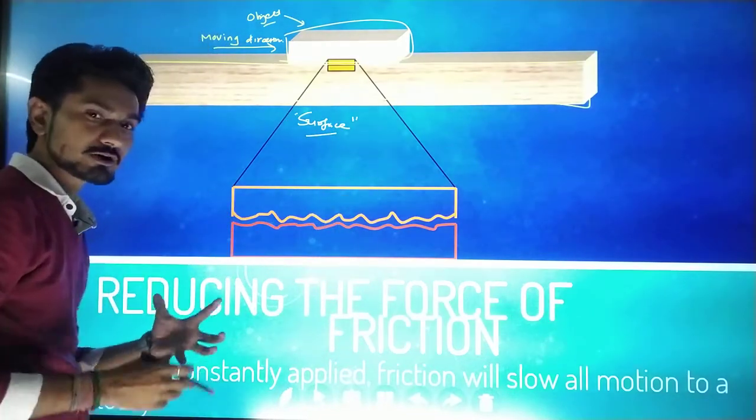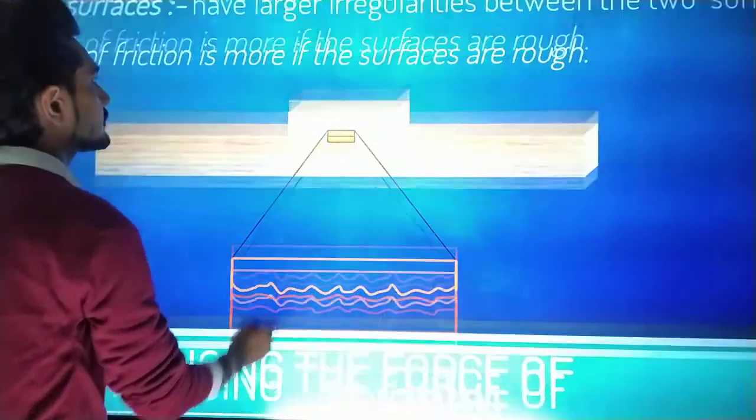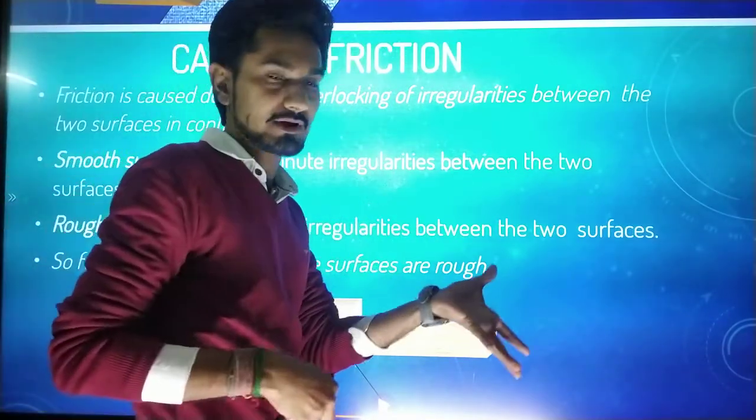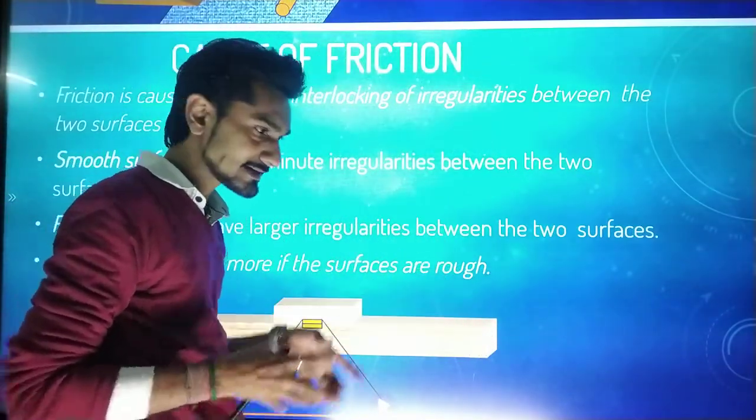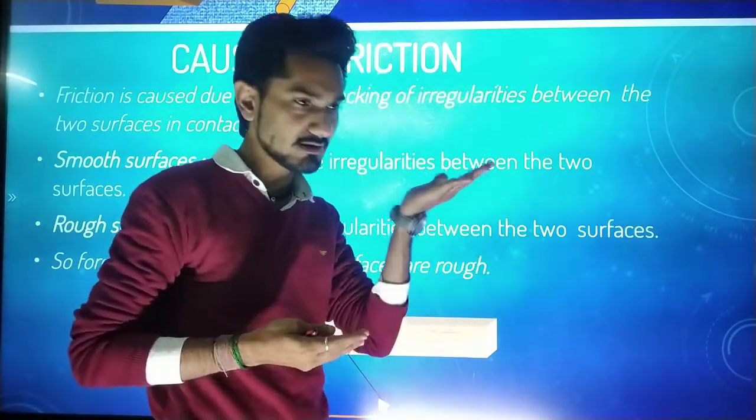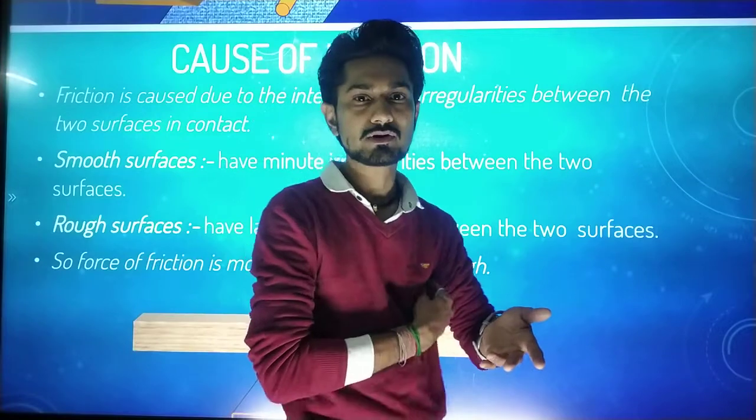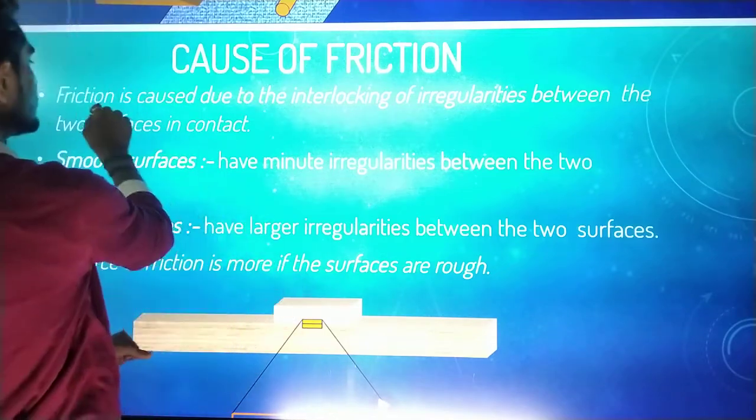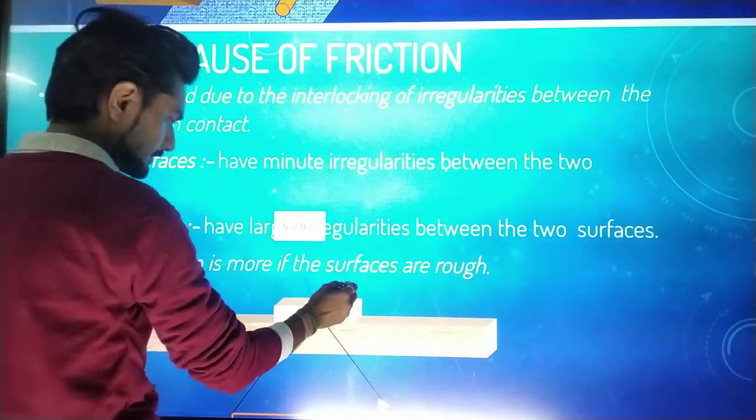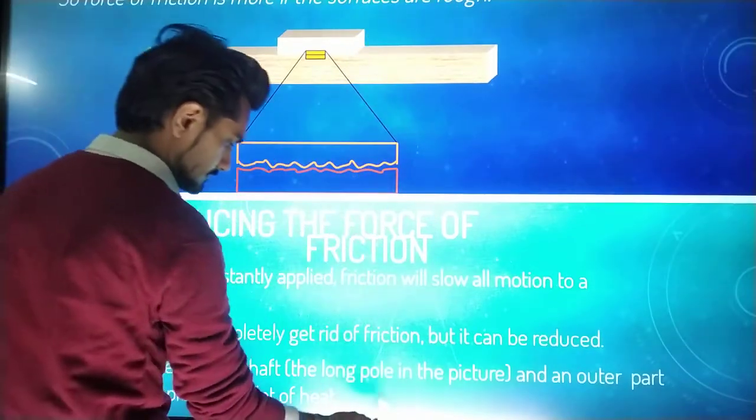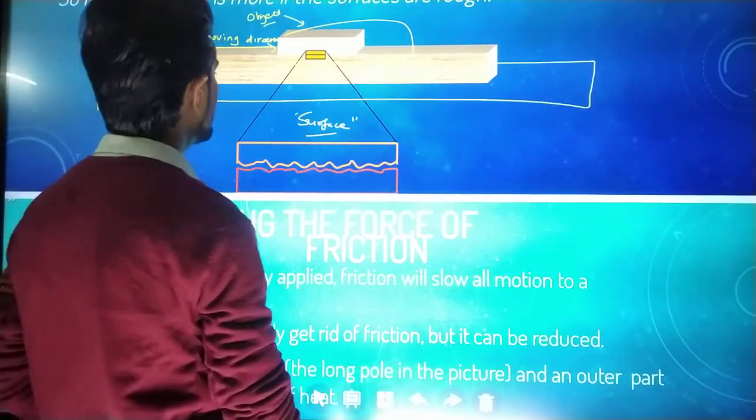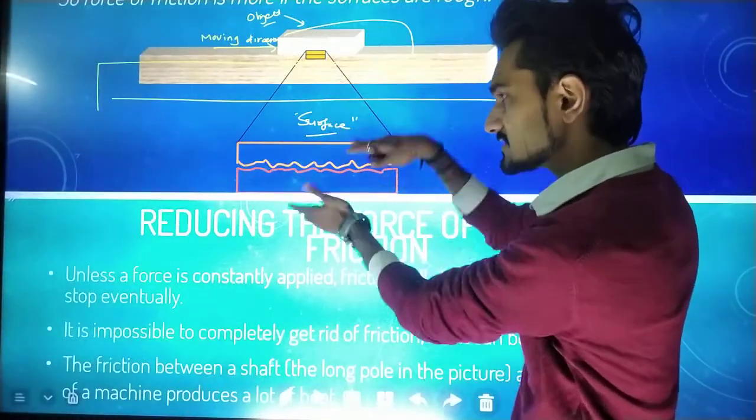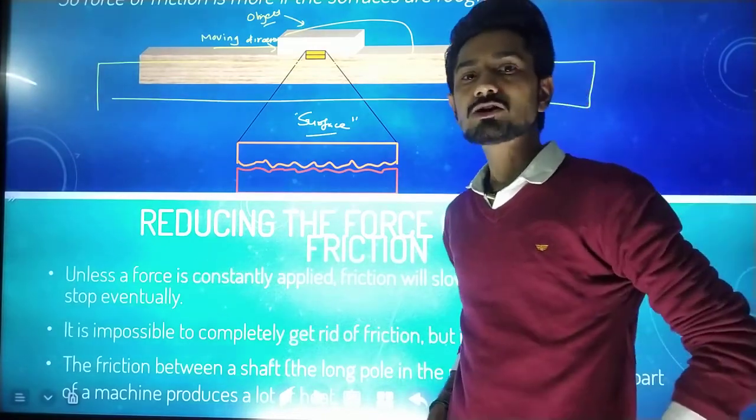Now, what causes the friction? This is our topic, the causes of friction. Why is friction happening? What are the reasons? What is the scientific terminology given for the causes of friction? That is what we are going to understand here. The first thing is the interlocking of the two surfaces with each other, which causes friction.